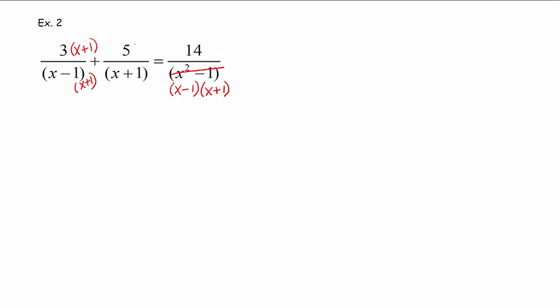The second fraction is missing the x minus 1. We'll multiply top and bottom by x minus 1. And then the third fraction doesn't need anything. So this, we're really just going to focus on the numerators here, is really a 3 times x plus 1 plus 5 times x minus 1 equals 14.